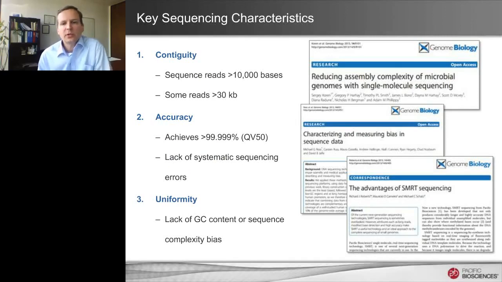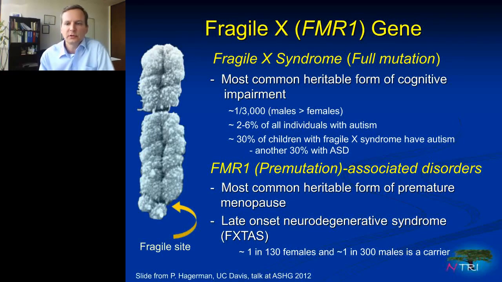A second example I would like to highlight is based on taking advantage of both the contiguity and the better uniformity and the lack of GC content bias, and this particular example is in the area of Fragile X. The Fragile X gene is at the heart of the most common heritable form of cognitive impairment. That's Fragile X syndrome, which is present at a frequency of about 1 in 3,000, more in males than in females. It's also related to autism and autism spectrum disorder.